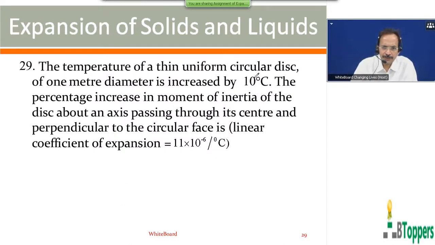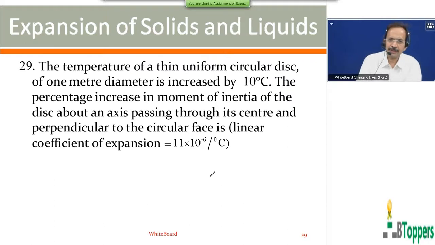The temperature of a thin uniform circular disc of 1 meter diameter is increased by 10 degrees centigrade. The percentage increase in the moment of inertia of the disc about an axis passing through its center, perpendicular to the circular faces. The linear coefficient of expansion is 11 into 10 power minus 6 per degree centigrade.